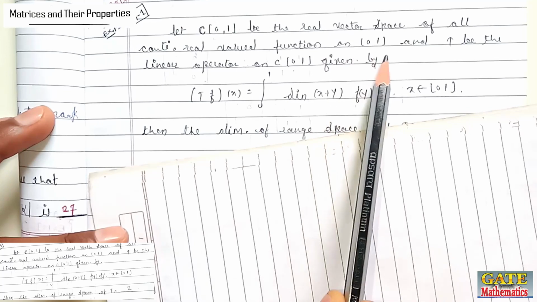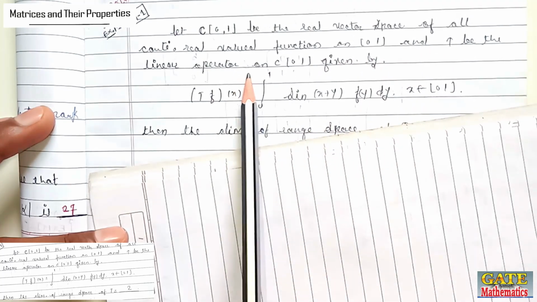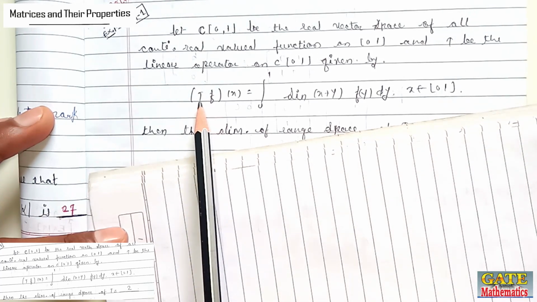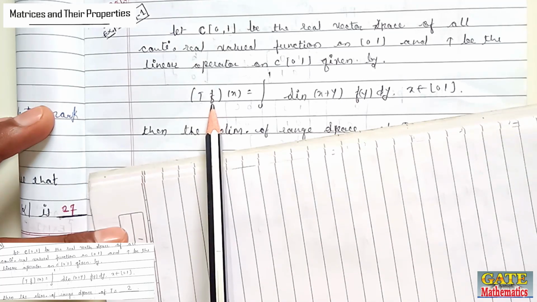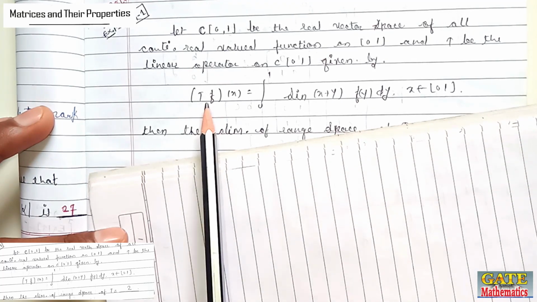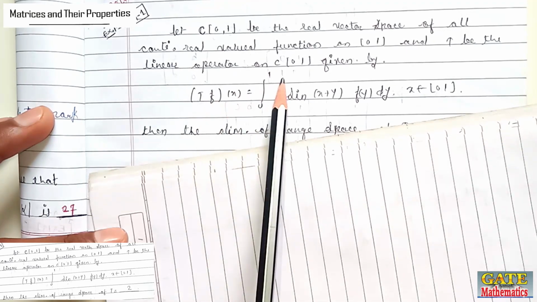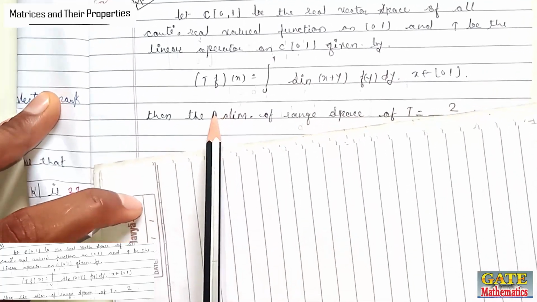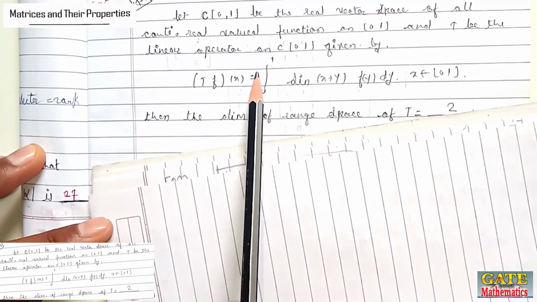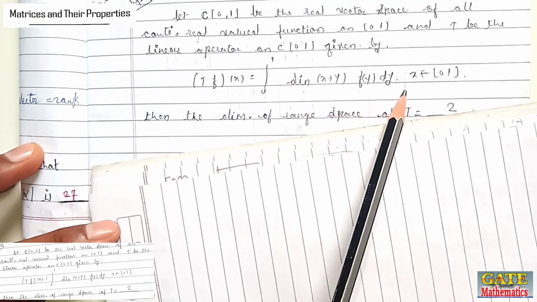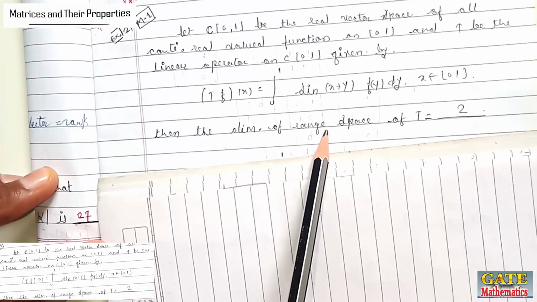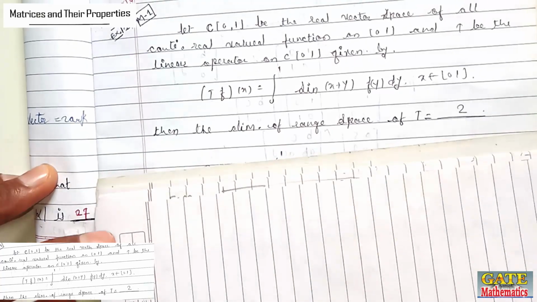And T is a linear operator. That means the domain and codomain have the same dimension. If the dimension of the domain and the dimension of the codomain exist and are equal, then we say that T is a linear operator on continuous functions on the closed interval 0 1, given by T of f of x equals the integral over 0 to 1 of sine of x plus y, f of y dy, where x belongs to the closed interval 0 1. Then we want the dimension of the range space of T.